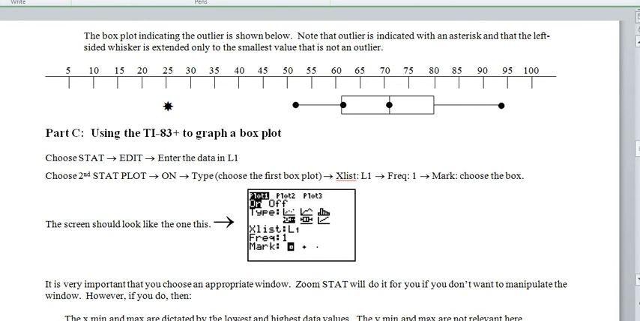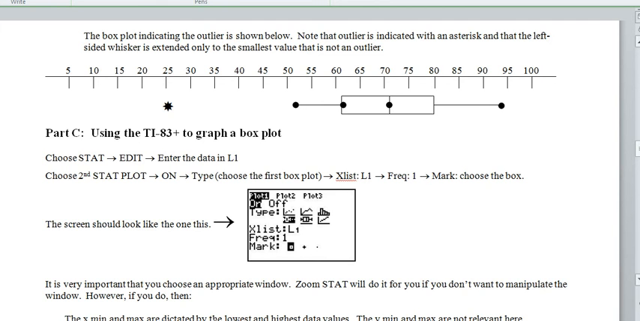The box plot indicating the outlier is shown below. Note that the outlier is indicated with an asterisk and that the left-sided whisker is extended only to the smallest value that is not an outlier. So our next smallest value is 52. That's what we're going to put in here, and we're going to indicate the outlier.